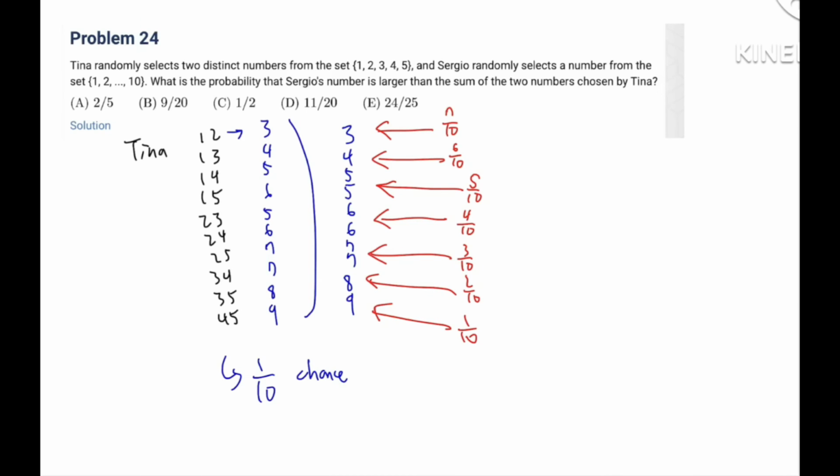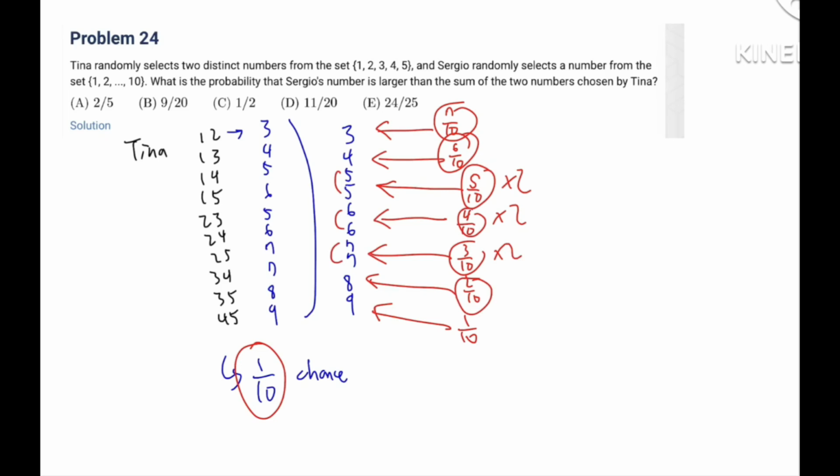So the probability that Sergio's number is larger than the sum of the two numbers, this is 1 out of 10 multiplied by this plus this plus these times 2 plus this times 2 plus this times 2, because there are two numbers each, and then this plus this, so the whole thing equals 1 over 10 multiplied by over 10, and then 7 plus 6 plus 5 times 2 is 10 plus 4 times 2 is 8 plus 3 times 2 is 6 plus 2 plus 1, which is all under 100.